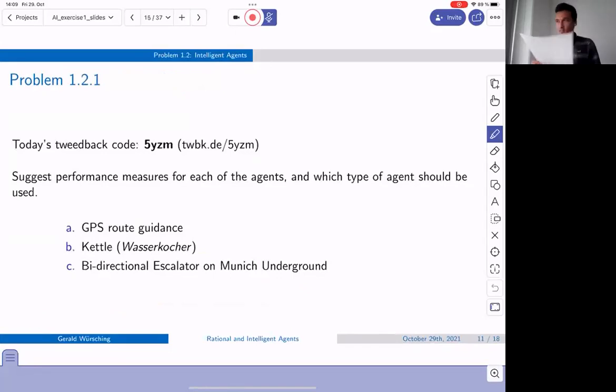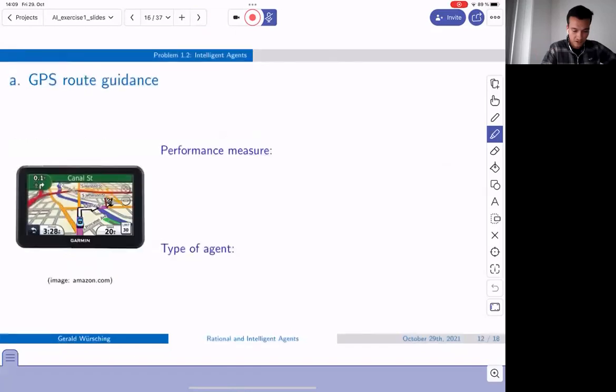Good. Then we can go on to the next problem, which is going through some examples and checking out which type of agent one should use for certain use cases. The way we'll do it is we'll pick out the first example, the GPS route guidance system. We'll go through some performance measures for it. These are just examples, so there could obviously be more. Then we will have a vote in Tweedback on the type of agent. The vote shouldn't start yet. We first have to define the performance measures.